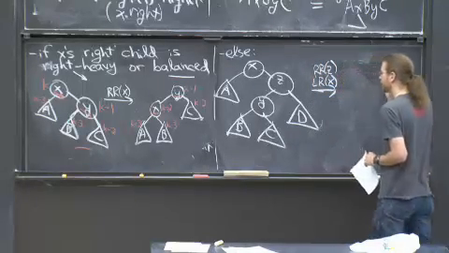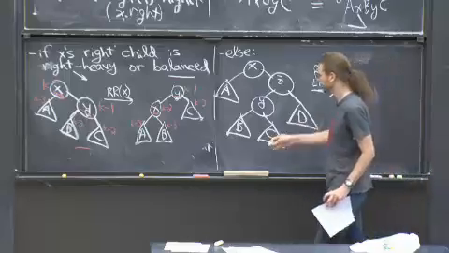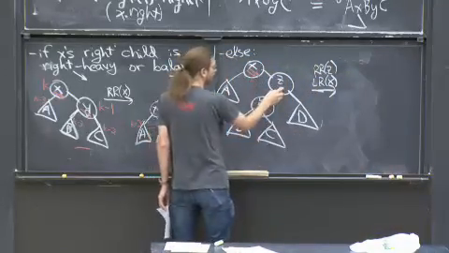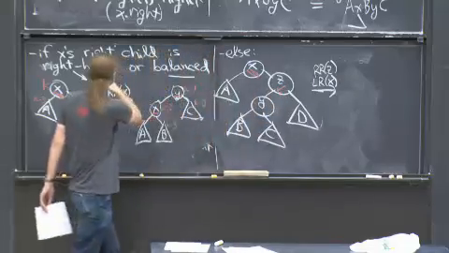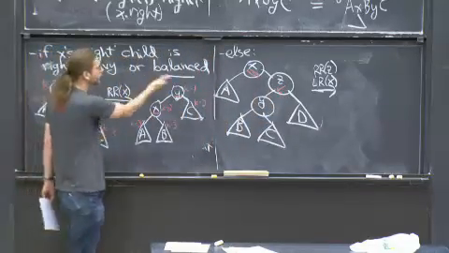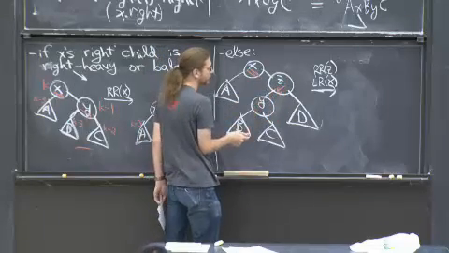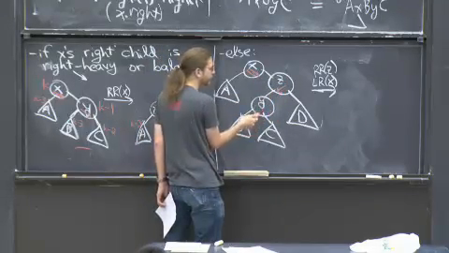is where we do 2 rotations. And in general, so here x was doubly right heavy. And the else case is when the right child of x, which I'm going to call z here, is left heavy. That's the one remaining situation.